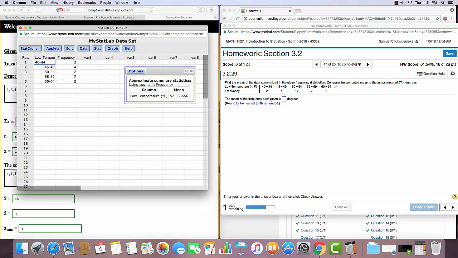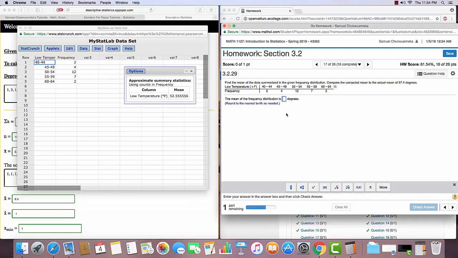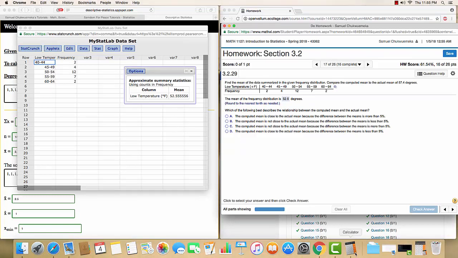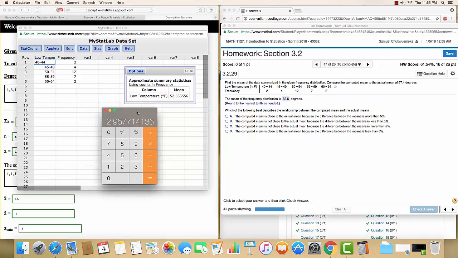You click compute. So the mean to the nearest tenth, one decimal place, is 52.6. Okay. Which of the following best describes the relationship between the computed mean and the actual mean? The computed mean is close to the actual mean because the difference between the means is more than 5%. Okay, let's see the 5% of this.